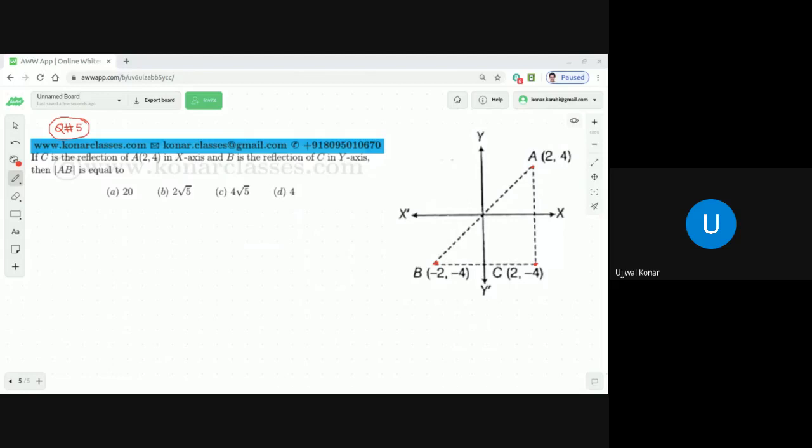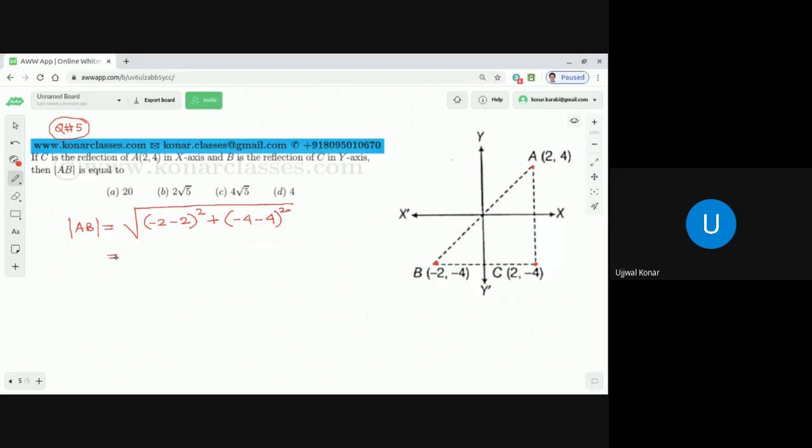So all you need to do is to find the value of the length AB. It is quite simple, dear students. But first, visualization was important. So AB equals the square root of the x coordinate of the point B, that is -2, minus the x coordinate of the point A, that is 2, whole square, plus the y coordinate of the point B, that is -4, minus the y coordinate of the point A, that is 4, which gives -4, because it is minus of the y coordinate of the point A.